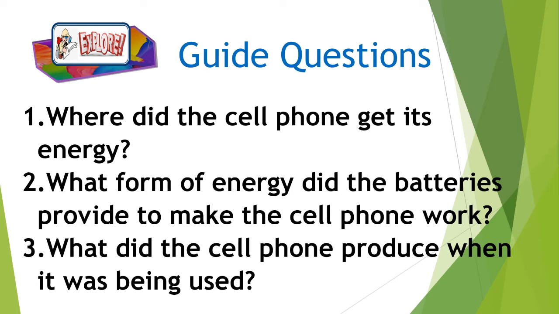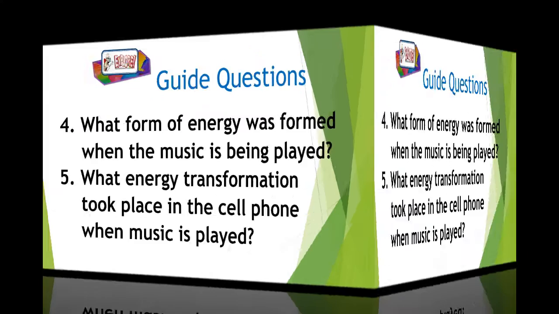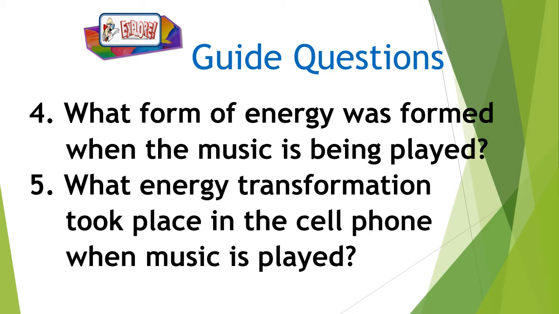Here are the guide questions that you are going to answer in your activity notebook. Your answers will be collected and will be checked by your science teachers. Number 1. Where did the cell phone get its energy? Number 2. What form of energy did the batteries provide to make the cell phone work? Number 3. What did the cell phone produce when it was being used? Number 4. What form of energy was formed when the music is being played? Number 5. What energy transformation took place in the cell phone when music is played?